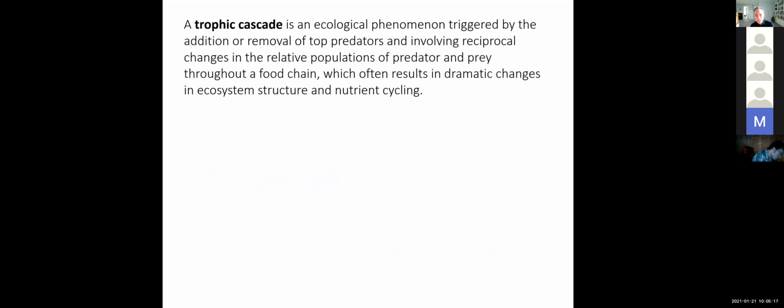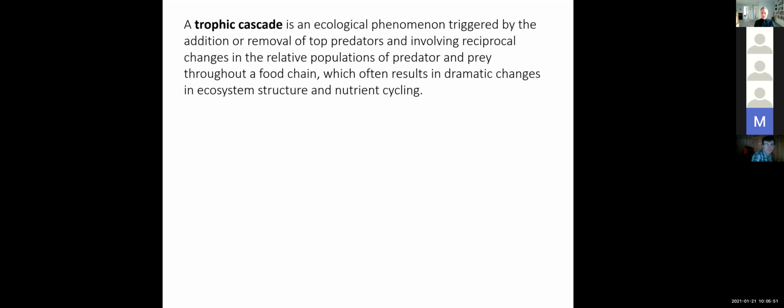So a trophic cascade is an ecological phenomenon that's, okay. Some people are not muted here. There we go. A trophic cascade is an ecological phenomenon triggered by the addition or removal of top predators and involving reciprocal changes in the relative populations of predator and prey throughout the food chain, which often results in dramatic changes in ecosystem structure and nutrient cycling.